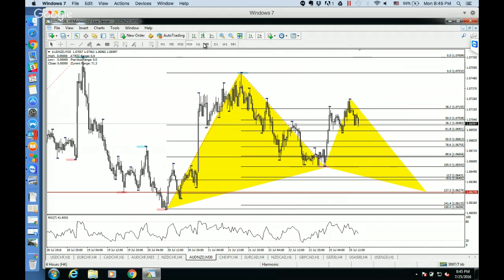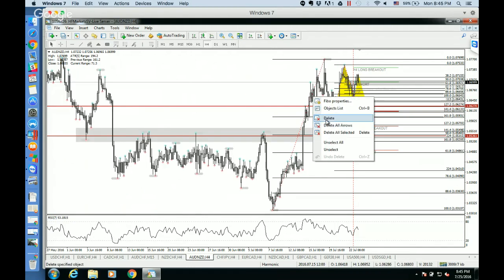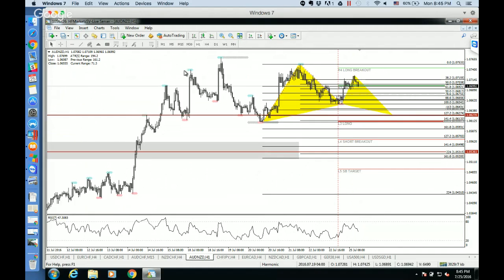So if I zoom back out to the H4 time frame, just remove this. You can see this is a potential bullish Gartley pattern. The completion level is pretty nice in a way that price is currently trading in this range. So if you trade this pattern, you're actually expecting that price will continue to remain in this range. Okay, so another potential setup for you to look out for.